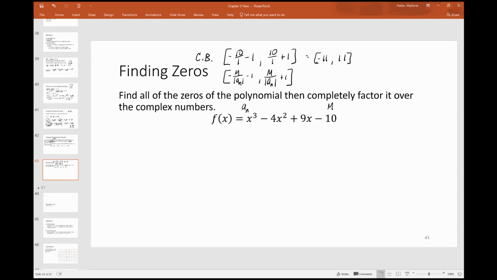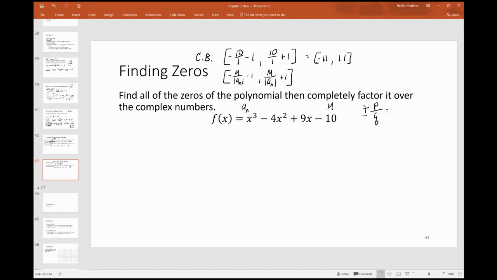Now, what can those real zeros possibly be? Well, that's our plus or minus p over q situation. Plus or minus p over q, where I've got to find all the factors of the constant term and all the factors of the leading term. So all the possible zeros are going to be plus or minus p over q, where p is factors of the constant term, and q is factors of a sub n.